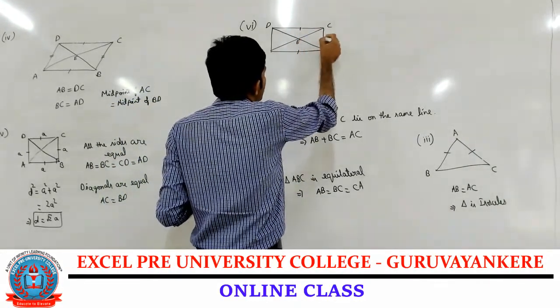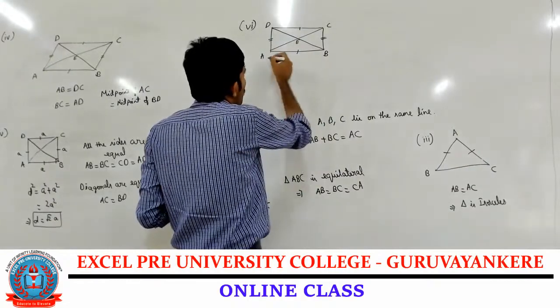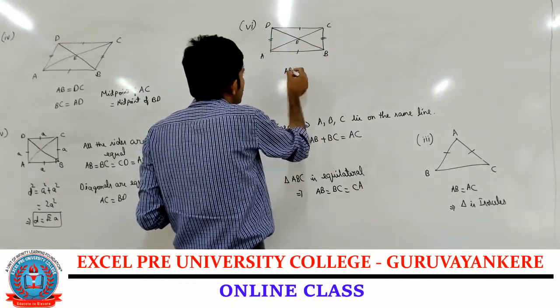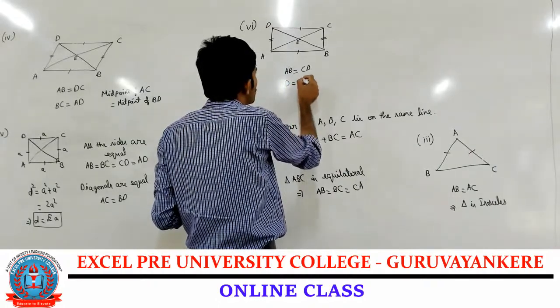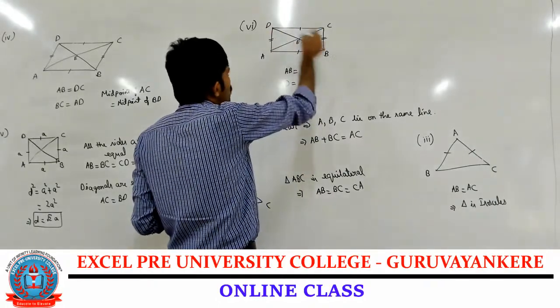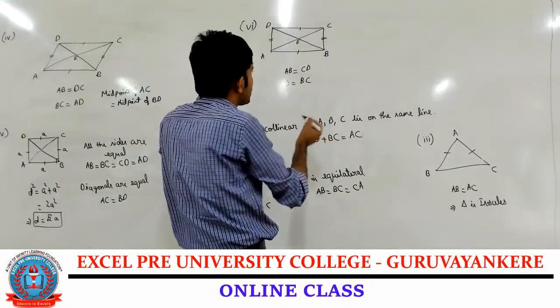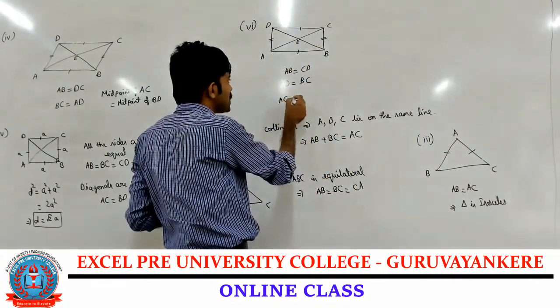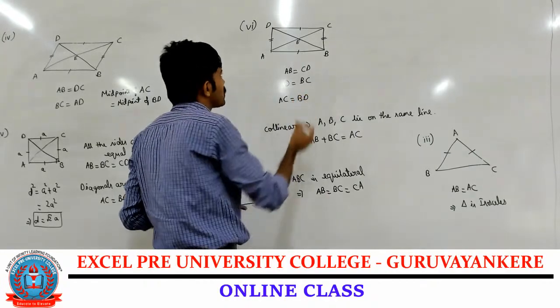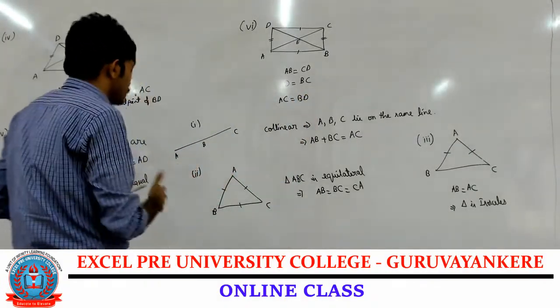This is equal to this. Correct? AB is equal to CD. AD is equal to BC. The lengths of the diagonals are also equal. AC is equal to BD. Okay, this is a rectangle.